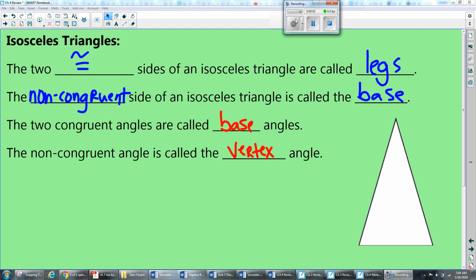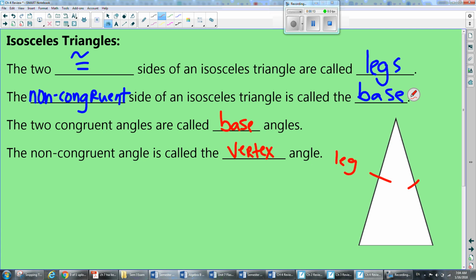Alright, so chapter 4 was looking at triangles, especially isosceles triangles. The two congruent sides of an isosceles triangle are called legs. So I'm going to mark those congruent. Here's a leg, here's a leg. The non-congruent side of an isosceles triangle is called the base. Since this side is not the same length, it's a base. It does not always have to be on the bottom.